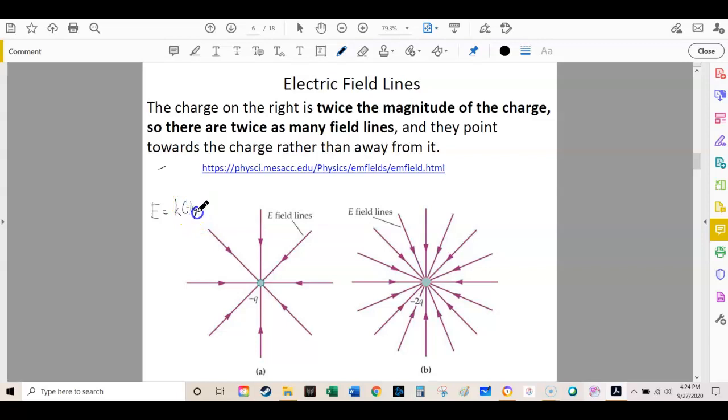Negative 1Q all over R squared. So if I chose a distance right here, this would be the distance apart, R. Right, so the electric field line at this point, or the magnitude of that electric field at that point, I got to put that absolute value, would be represented right here.